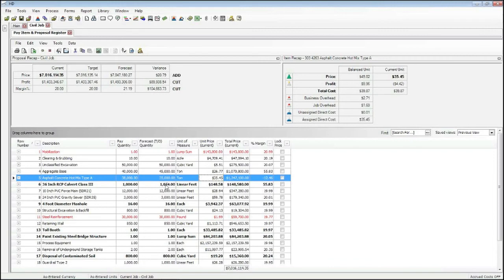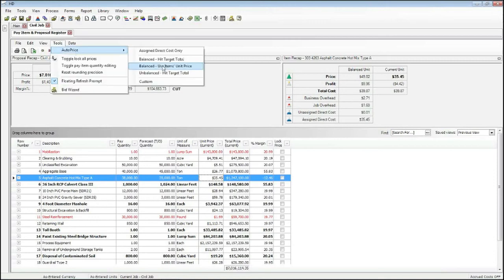So this is an excellent feature to allow you to be more profitable on your projects using this automated tool, the auto price unbalance option.